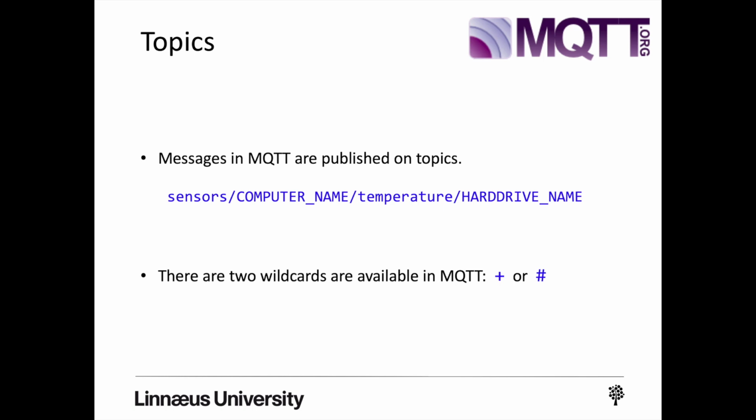You can add or join multiple topics using two wildcards, or two operators. Those are known as wildcards in MQTT. One is the plus sign and the other is the hash symbol. Plus can be used as a wildcard for a single level of hierarchy, whereas hash, or hashtag, can be used as a wildcard for the remaining levels of hierarchy. In most cases, we use the plus wildcard.